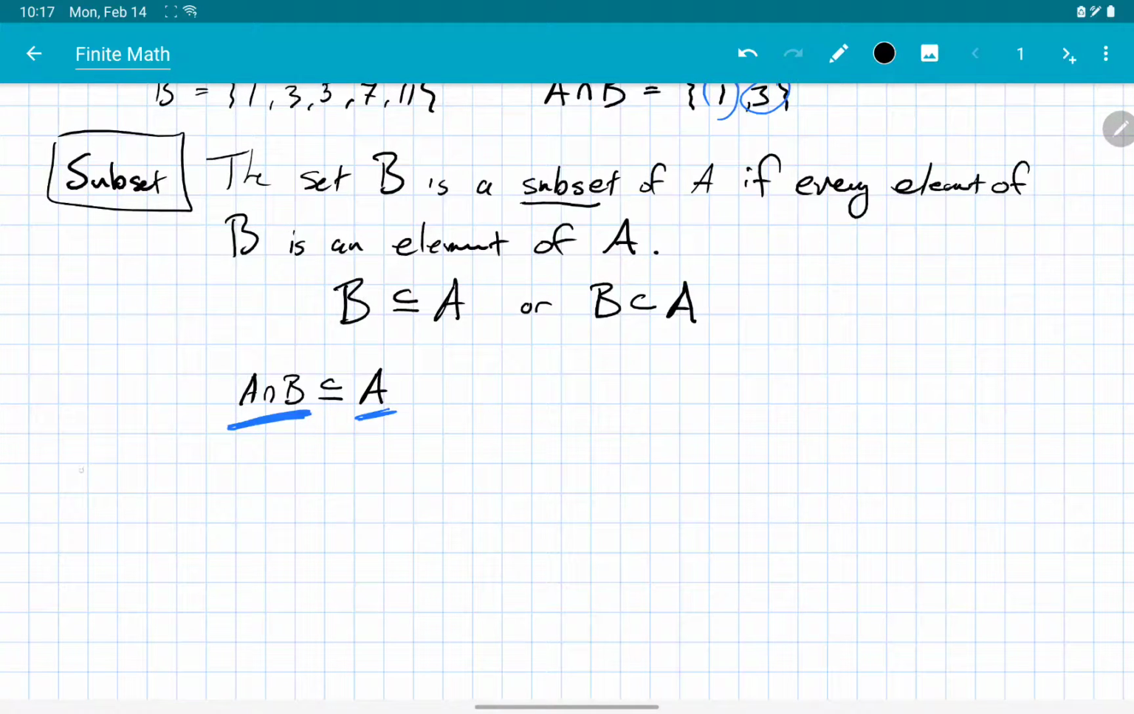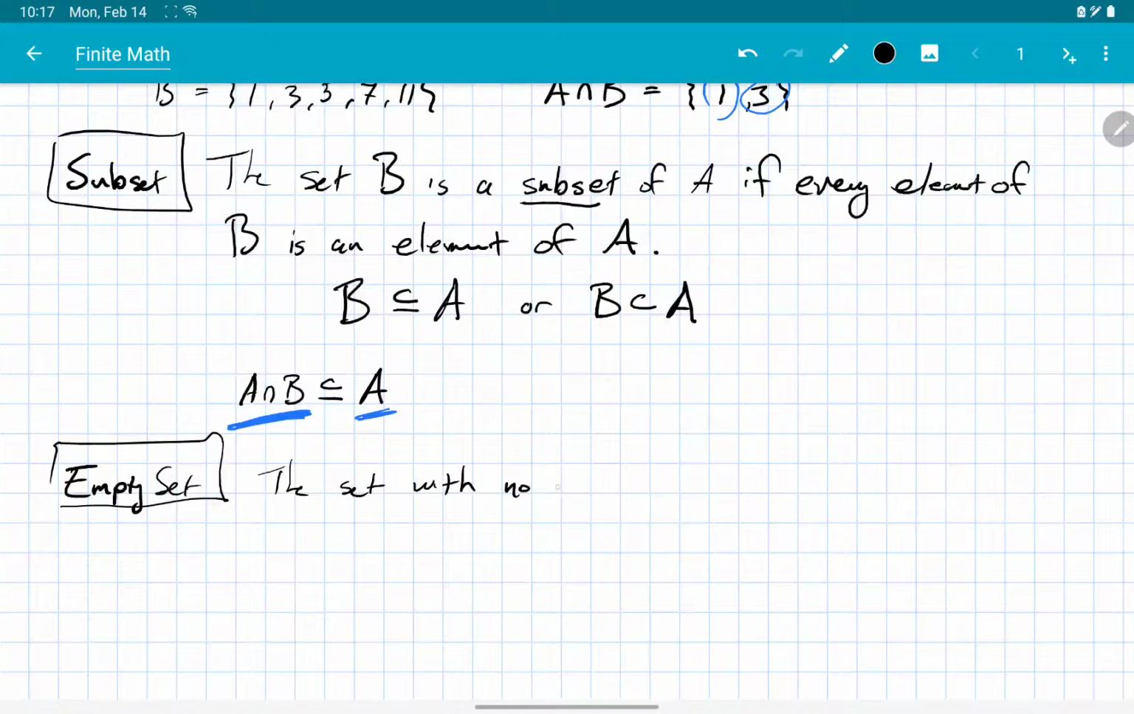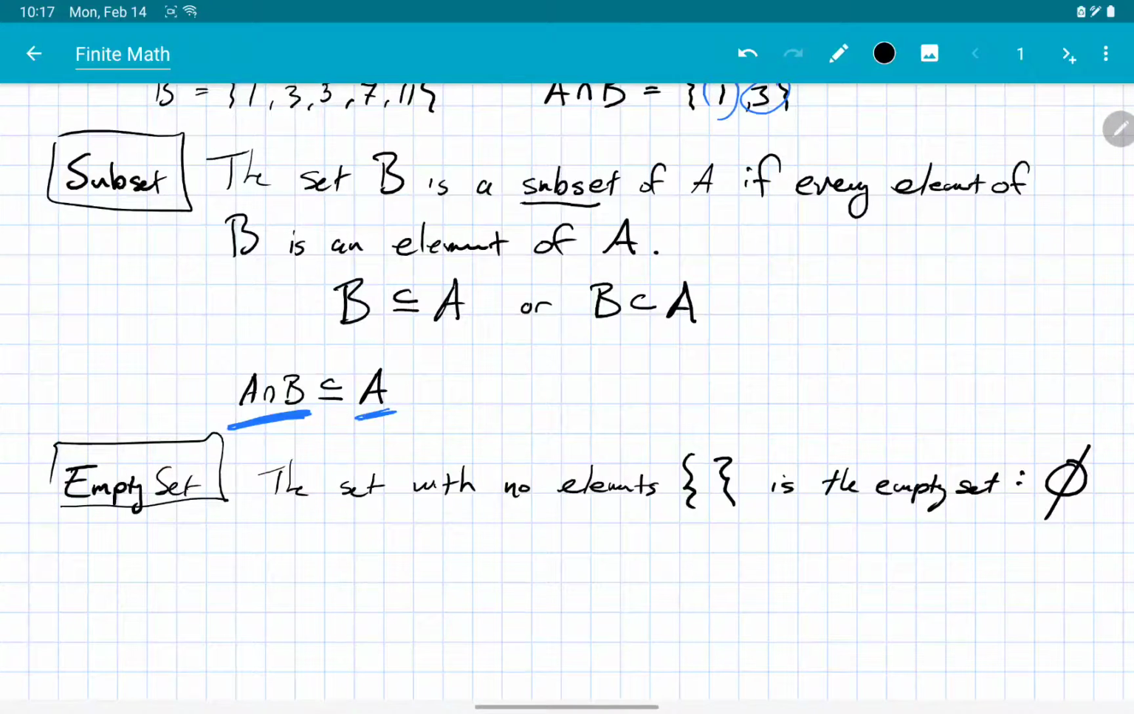Another important word is the empty set. This is the set with no elements. Written like that is the empty set. There's special notation for it that you might see, a 0 with a line through it.